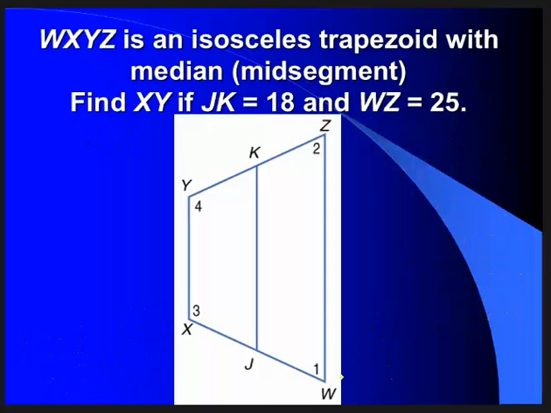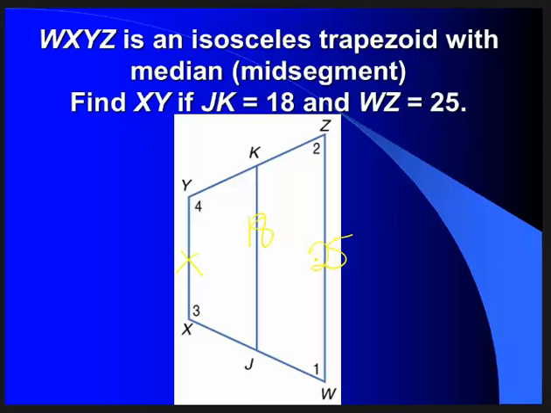Here's another one. Again, remember our trapezoids can be oriented any way. We determine the bases by looking for the parallel lines. They tell us this time that JK is 18, WZ is 25. They want us to find out the smallest side. Okay, so again, let's use some common sense. We know that this side is the shortest, so it has to be less than 18.